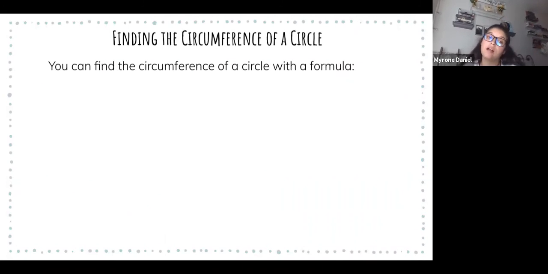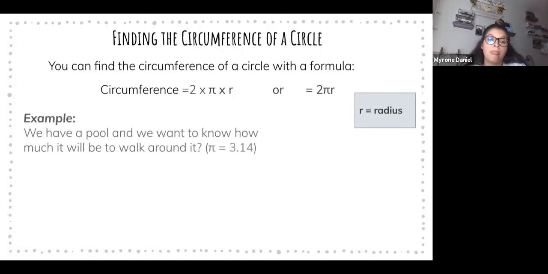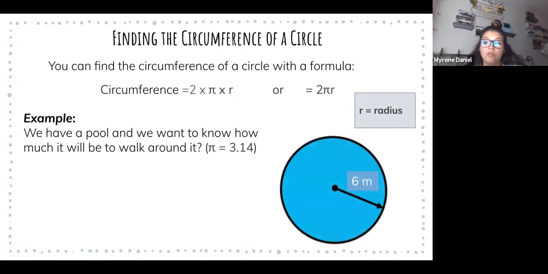Now we need to find the circumference of a circle. So you can find the circumference of a circle with the formula circumference equals 2 times pi times r, or 2 pi r. And r stands for the radius, and pi is 3.14. So here's our example. We have a pool, and we want to know how much it will be to walk around it. And pi equals 3.14.